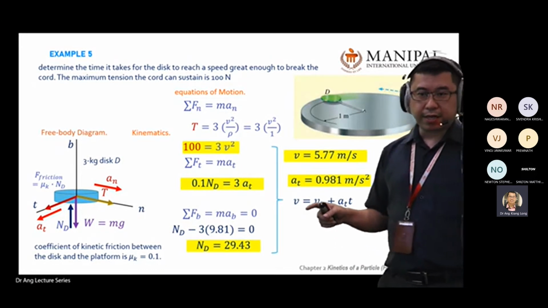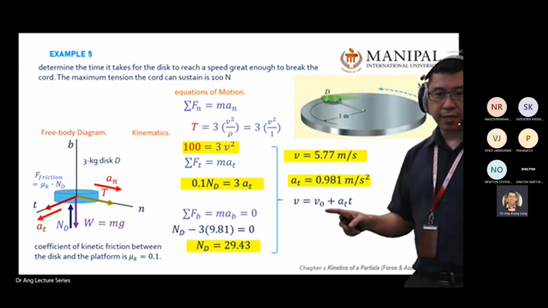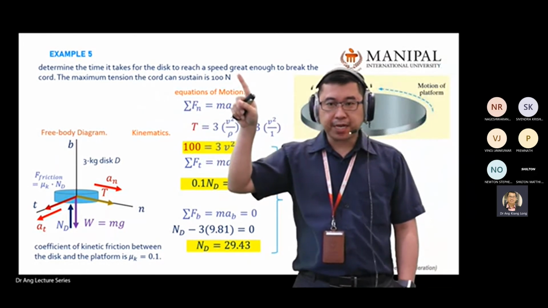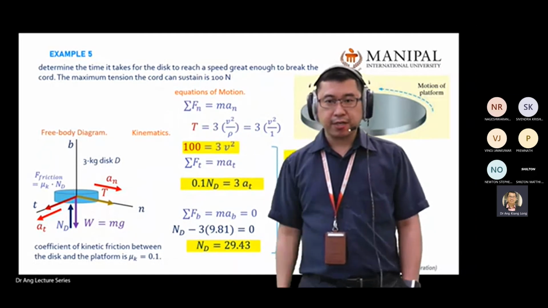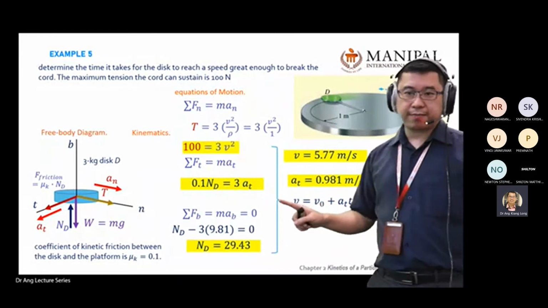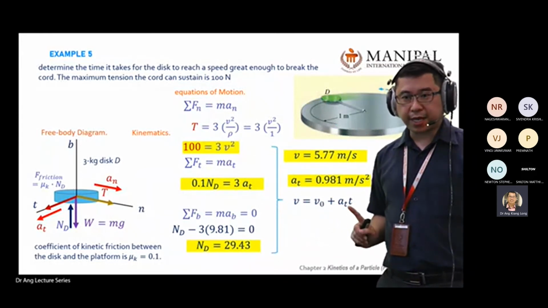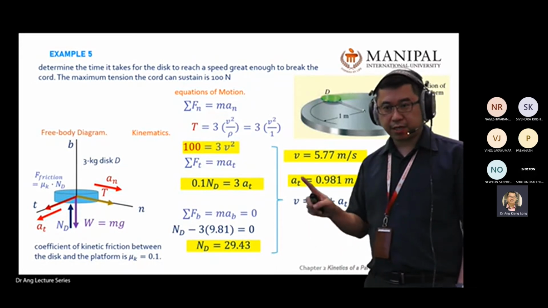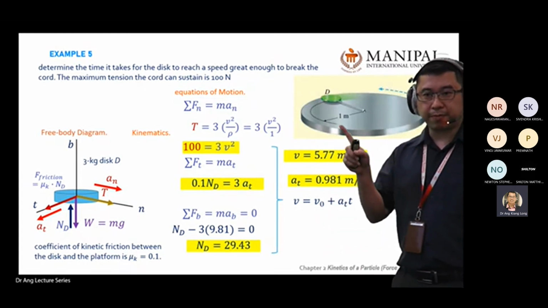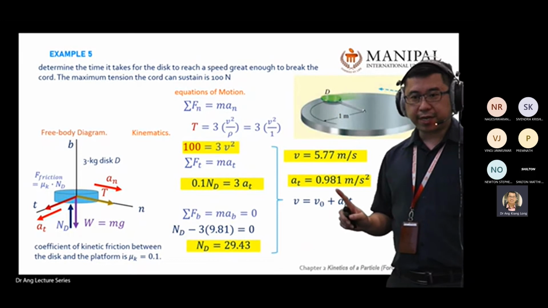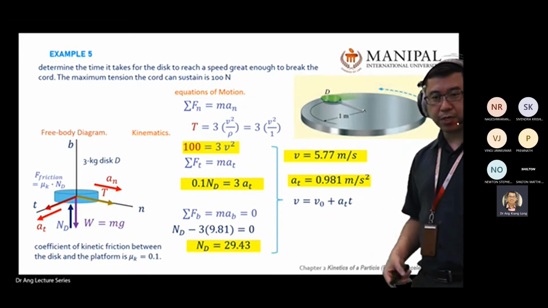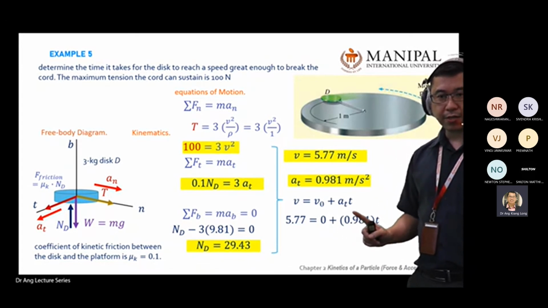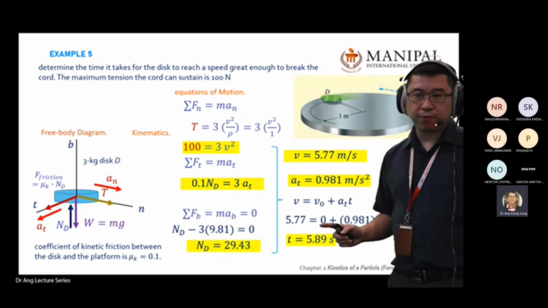Now you can use the equation over here to find the time to break, right? The question asks you to find the time it takes the disc to reach the maximum speed, or to make the speed great enough to break the cord. So use, again, the Newton motion equation, v equals v naught plus a t. You have the velocity, this one. You have the initial velocity, starting from 0. The acceleration you already found. Basically, there's only one unknown in this equation. You solve for t. Substitute the answer: velocity, 0, acceleration, this one. Solve for t, you get t equals 5.89 seconds.